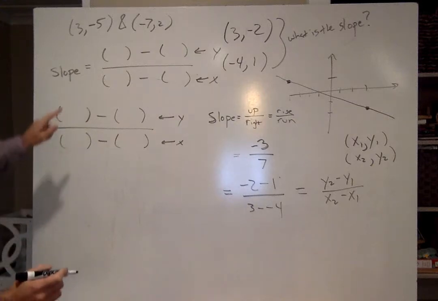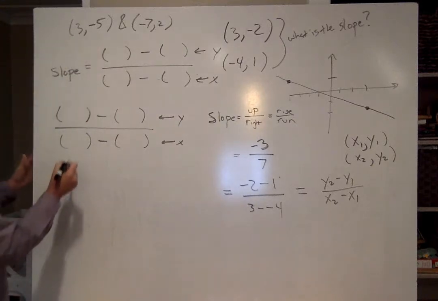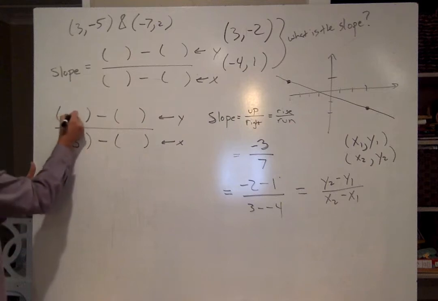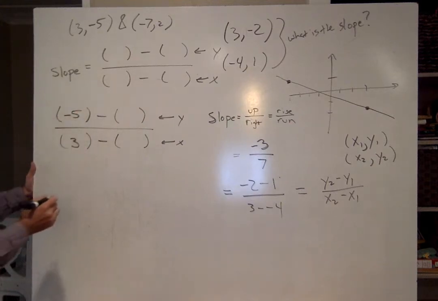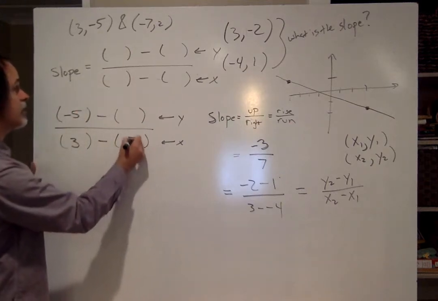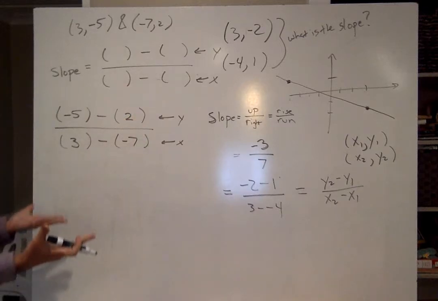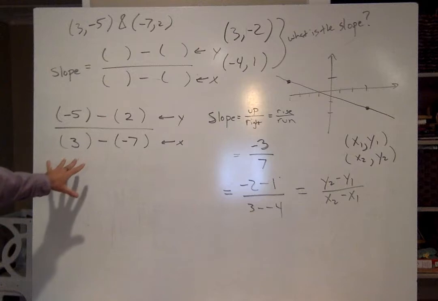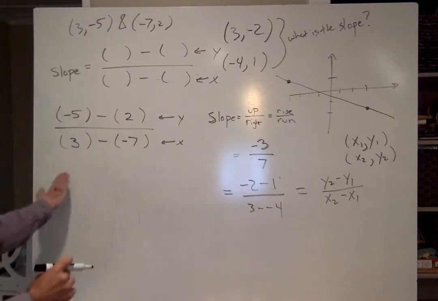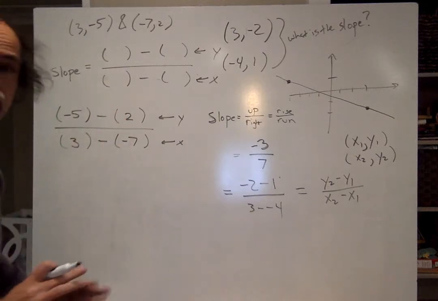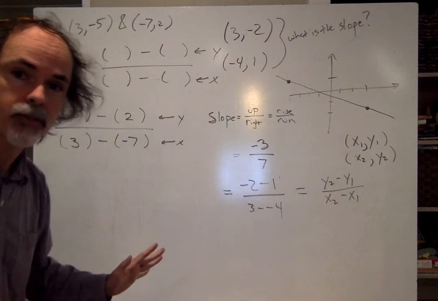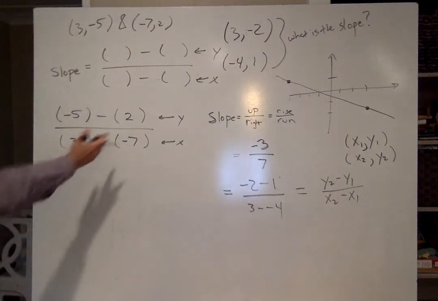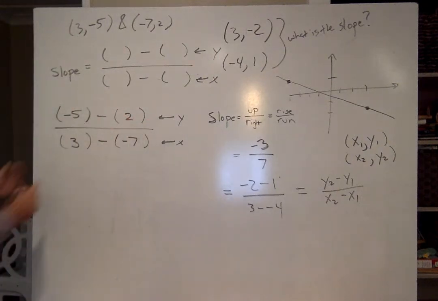Okay. I'm going to take the first point, (3, -5). I'm going to take the second point, (-7, 2). If I line it up with these 4 parentheses and put minuses in it, and I just write xy, xy, it doesn't matter what order it goes in. You can flip them, it doesn't matter.